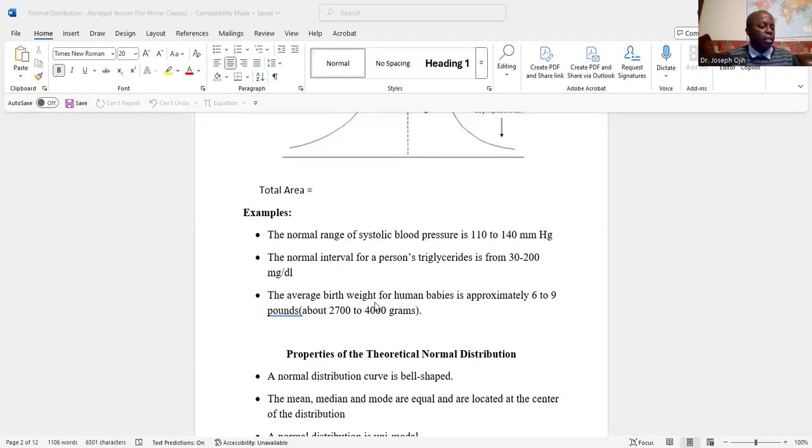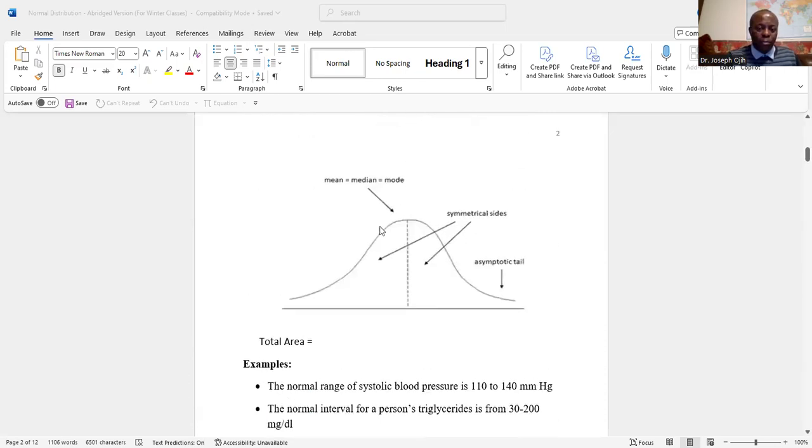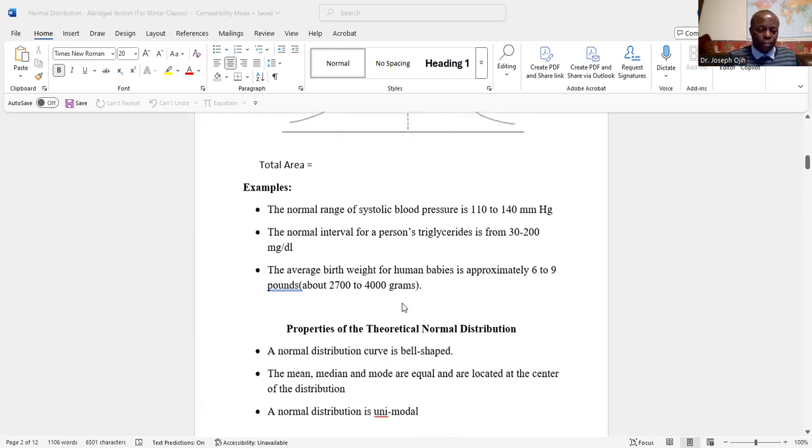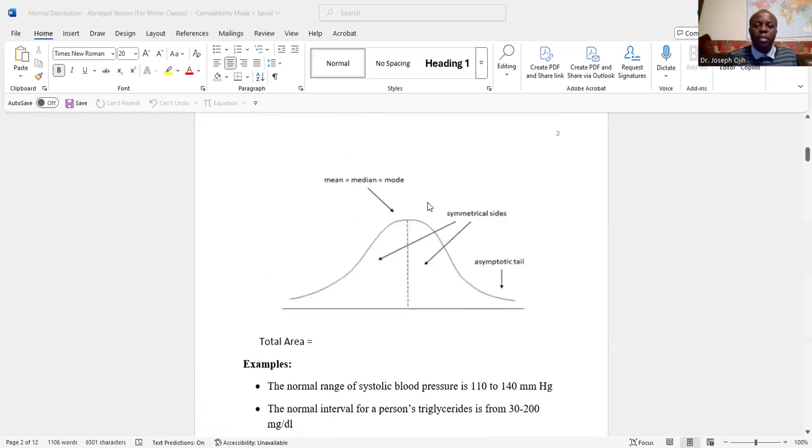So now, having said that, we can look at some of the properties of the normal distribution. First, a normal distribution is bell-shaped, shaped like a bell. I've already shown you the bell right here. Call it the normal curve. The mean, median, and mode are equal and are located at the center of the distribution.